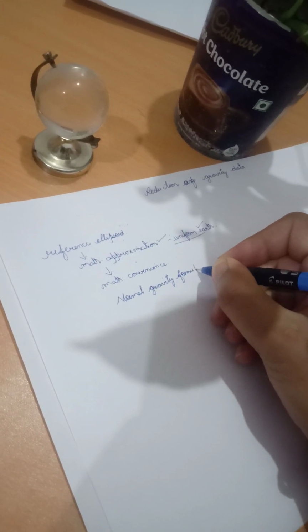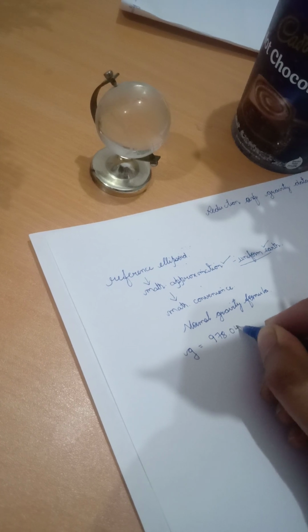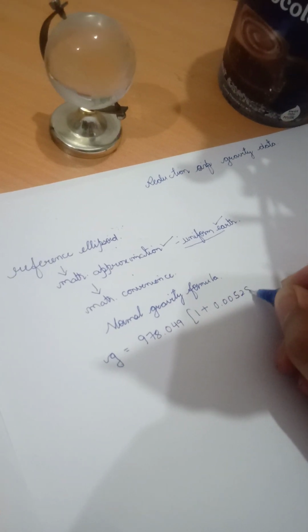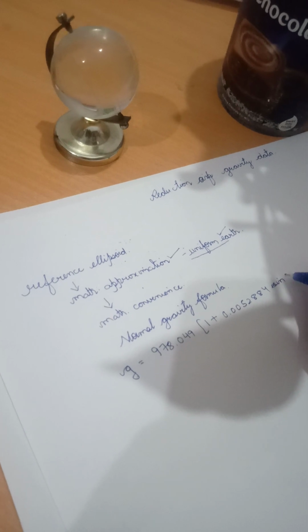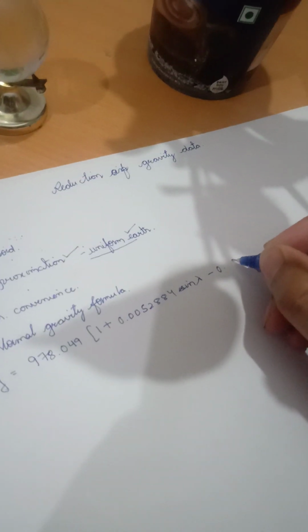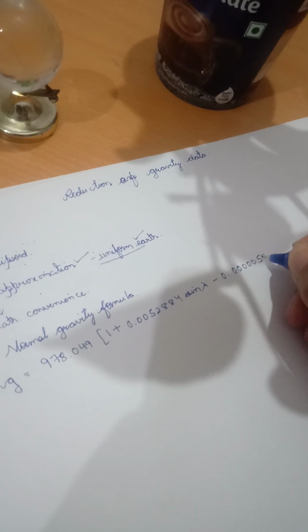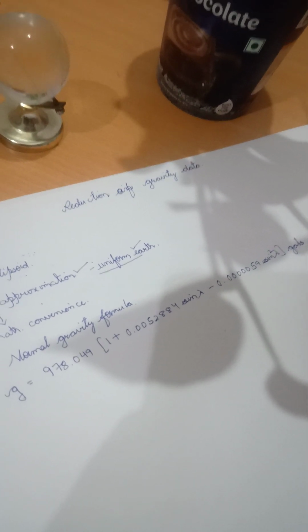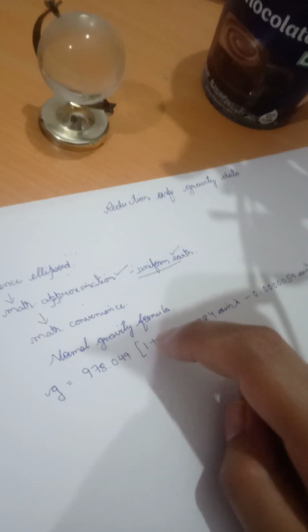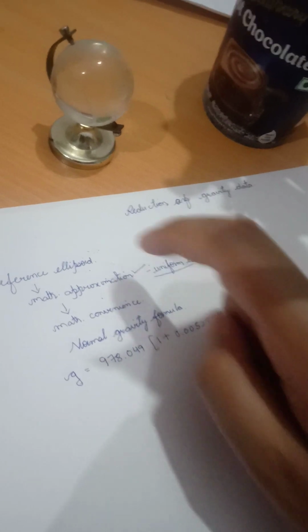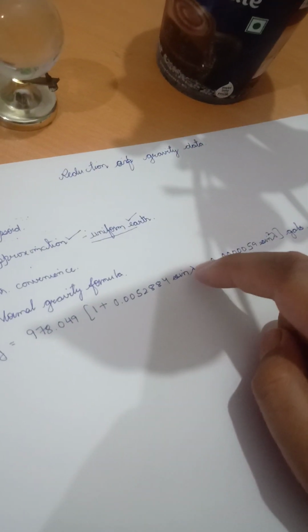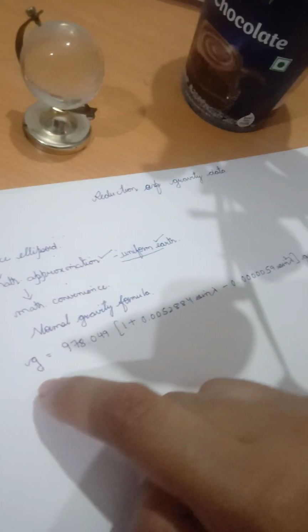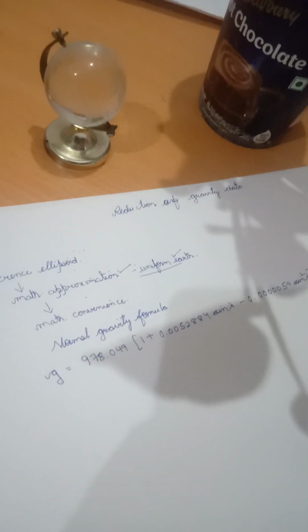I will write the formula here. So this normal gravity formula is given by ... sine lambda minus 0.000059 sine lambda sine square lambda, and this is in Gauss, that is centimeter per second square. Now this is the formula for the variation of gravity with latitude on the reference ellipsoid, right? So if you put the value of lambda, and that is latitude, you will get the value of the acceleration of gravity at that latitude, but on the reference ellipsoid.